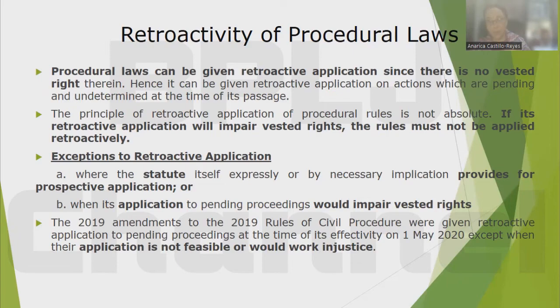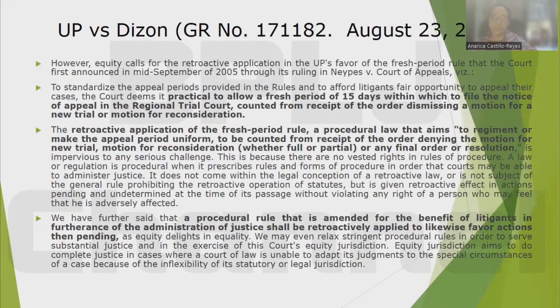However, there are exceptions to the retroactive application of procedural rules: when the law itself provides that the statute shall only be applied prospectively, or when its application to pending proceedings would impair vested rights. But as a general rule, procedural rules can be retroactively applied unless they fall within one of those exceptions. Okay? To illustrate this point, we move to the case of UP versus Dixon.